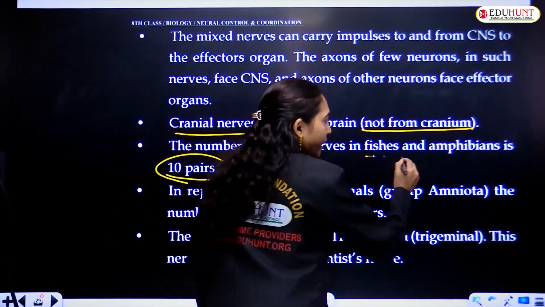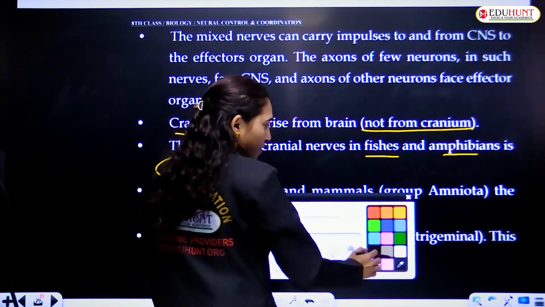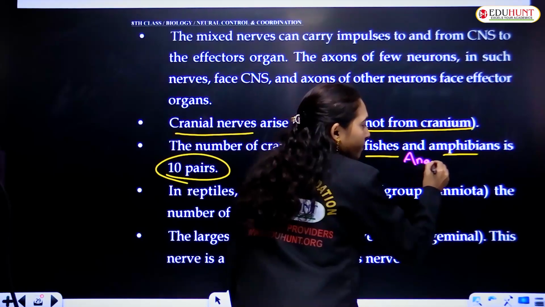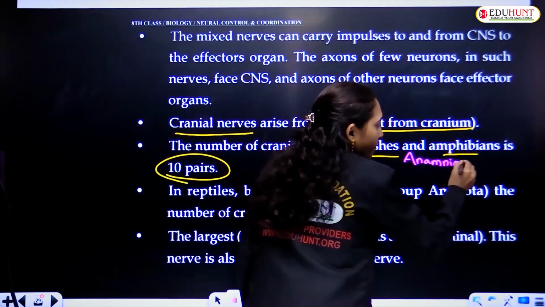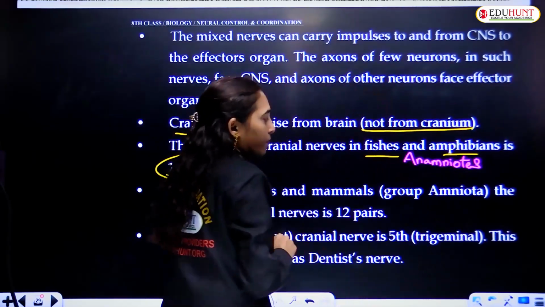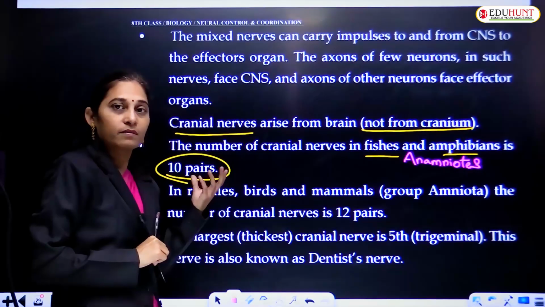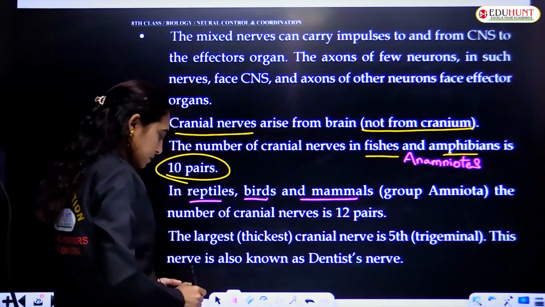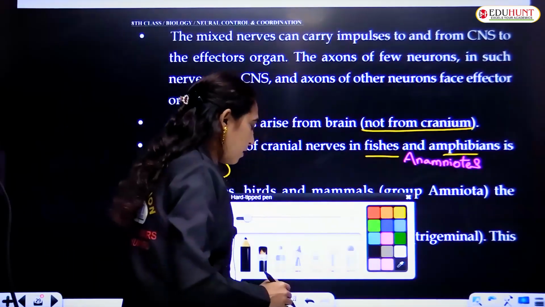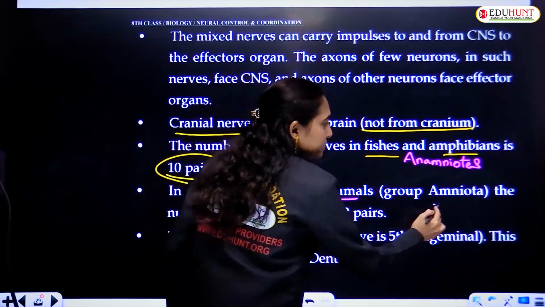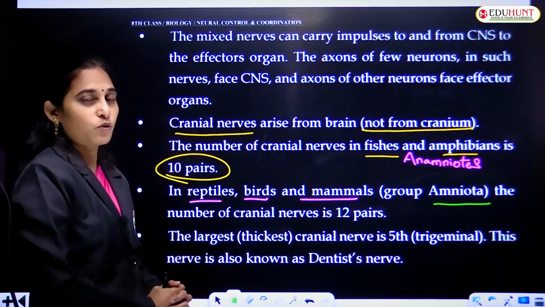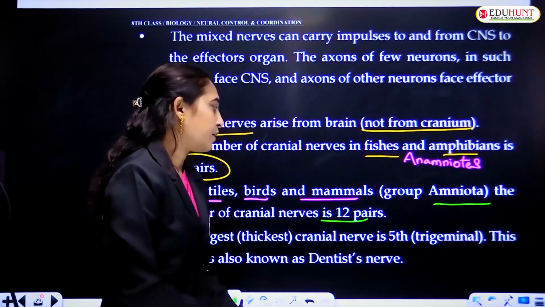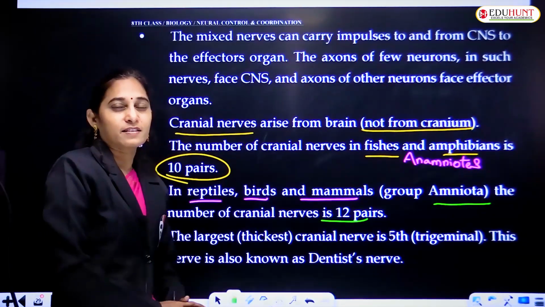These are fish and amphibians, they are anamniotes. The other group of animals, reptiles, birds and mammals, are collectively called amniotes, the amniota group. They have 12 pairs of cranial nerves. This must be remembered.